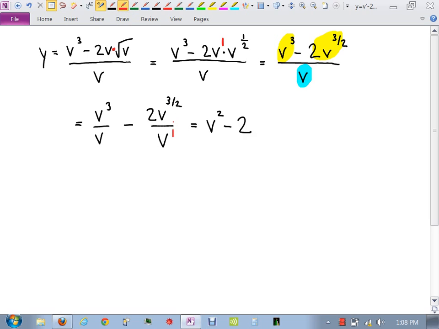What do you do to those powers there? Subtract? Yeah. So 3/2 minus 1 is 1/2, isn't it? And isn't v to the 1/2 the same as square root of v? Now the only reason I put it back to square root of v and I didn't leave it v to the 1/2 is because I know what the derivative of the square root of something is. I'm comfortable with that. If not, if it would have been like v to the 1/3, I would have left it as v to the 1/3. So my y now is this very, very nice, clean function.